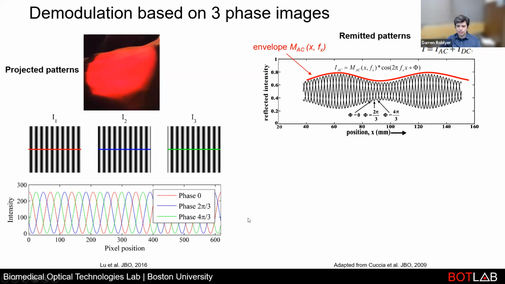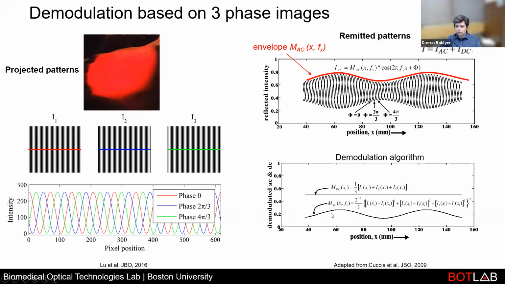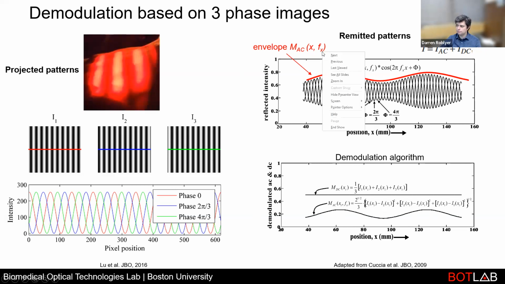One can do this relatively easily by taking these 3 projected images, or the camera-collected versions of that remitted light, and putting them through a demodulation algorithm. So in DC, we simply add those 3 images and divide by 3. For AC, the algorithm is shown here for the case of 3 phases. You can see, for example, image 1 minus image 2 squared and so forth gives us that envelope function that we're looking for. So MAC is the spatial frequency response for a given position and given spatial frequency.